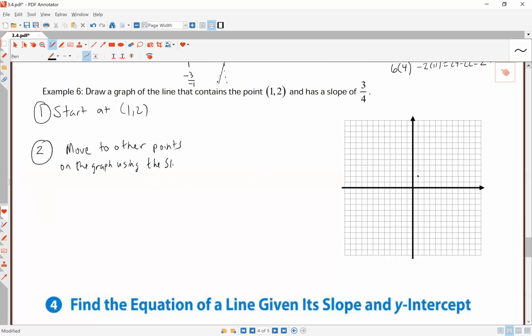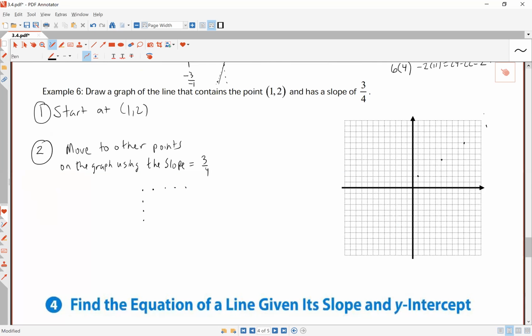using the slope 3/4. So we're going to rise 1, 2, 3, and run 1, 2, 3, 4. We continue in the same way, rising 3 and running 4 each time.